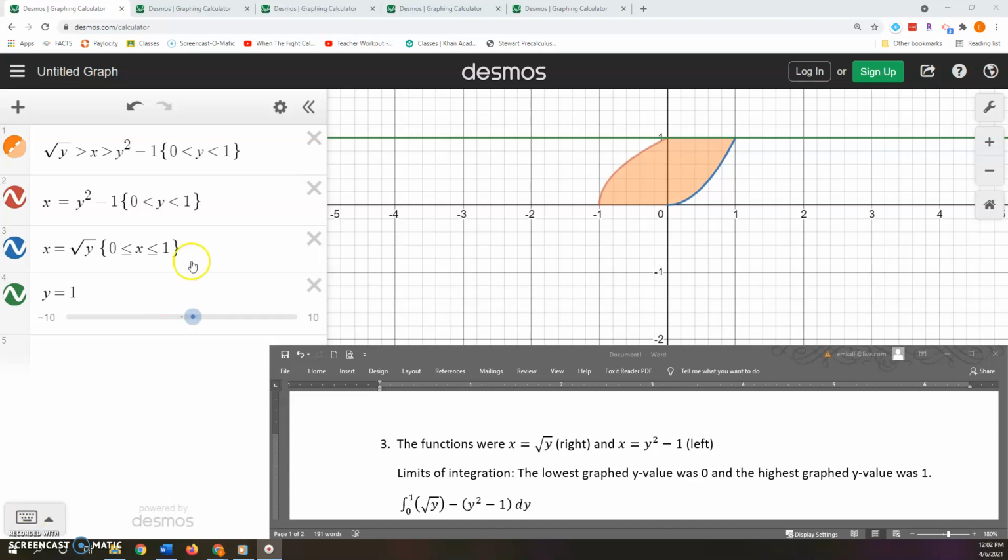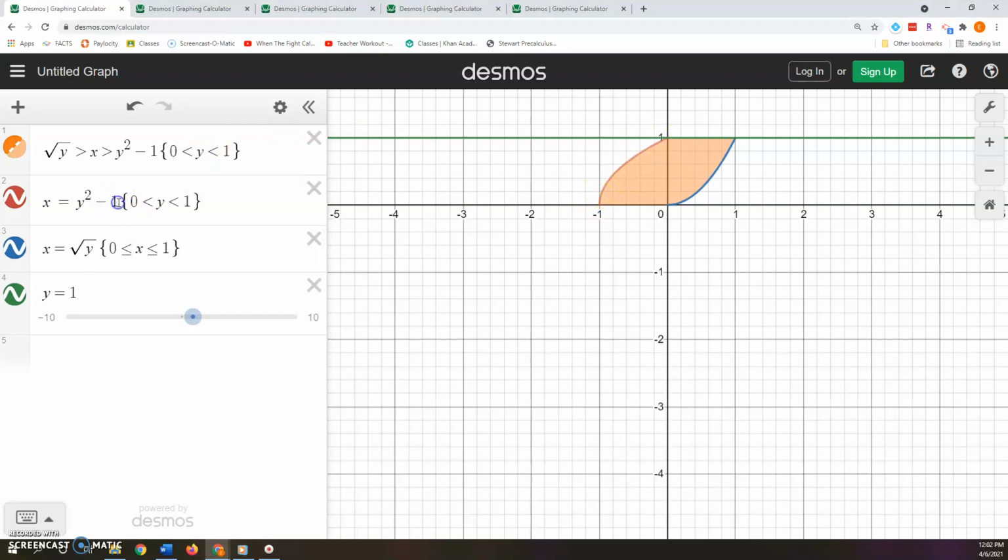So in number 3, they actually gave you this graph in your book. And this red line here is the function y squared minus 1, and it was labeled for you in the book. The blue line here is the function x equals the square root of y. They shaded in between, and they told you that this was 1 up here.